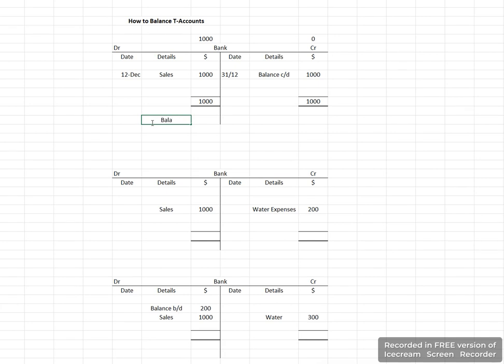So on 31st December, you put 1,000 over here, and every time you balance it, it comes on the opposite side under the dash. A lot of the time, what people do is they write the balance BD here, but you can't write that. This is the totals line, so this line should be completely untouched. The balance BD should come way underneath it, and you should write over here 1,000.